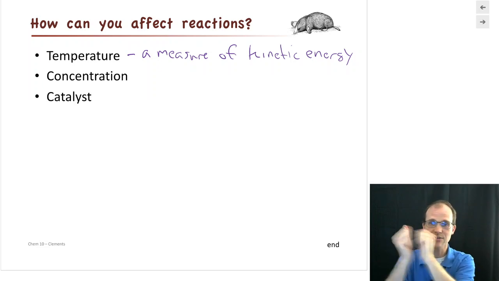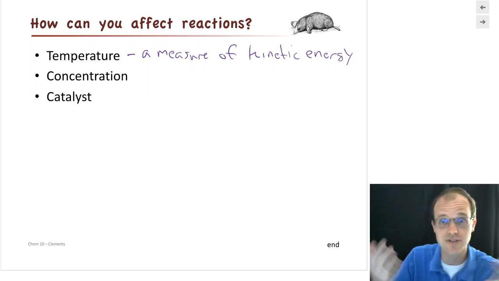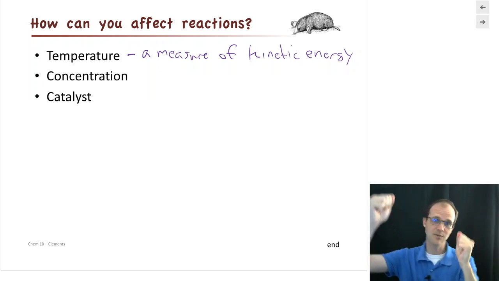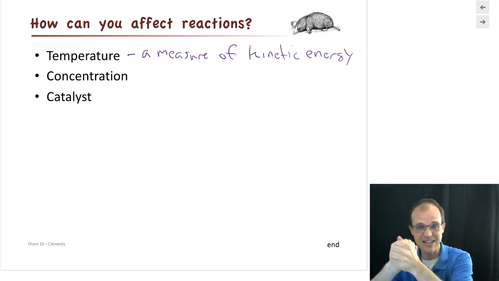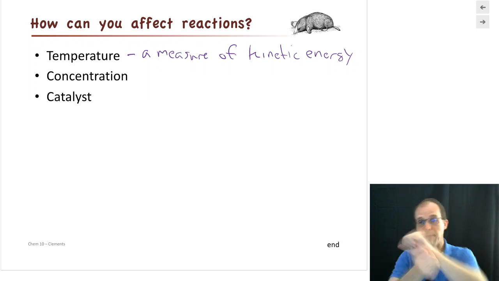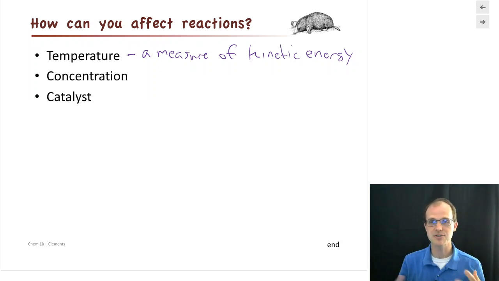If you're hitting each other more often, and a reaction requires two things to hit each other, we're not going to react from over here. Hey, you over there, you want to react with me? Sure. No, you actually have to hit each other. You have to get close to each other to react. But if you're really fast and you're bumped around, you're going to do that a lot more. And so temperature, one of the ways we can speed up a reaction is by speeding up the temperature.